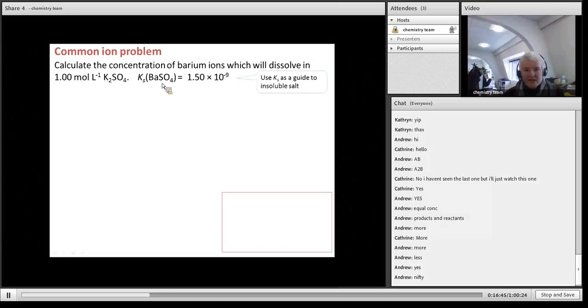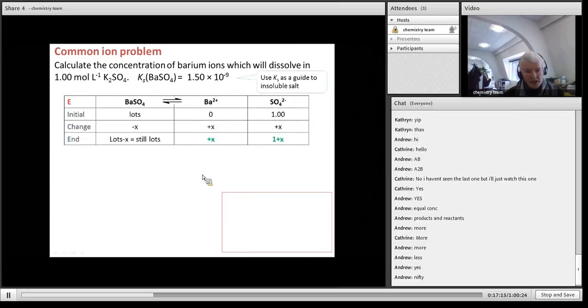So if you see this, calculate the concentration of barium ions, potassium sulfate, and you're wondering, do I write K2SO4 goes to 2K+ plus SO4 2-, or how do I start? Look at the Ks and that'll give you a clue. If you knew your solubility rules, you would automatically think of barium sulfate because you know it's insoluble. All sulfates are soluble except for barium sulfate and lead sulfate. Silver sulfate's fairly insoluble, but I don't think that's in your list.